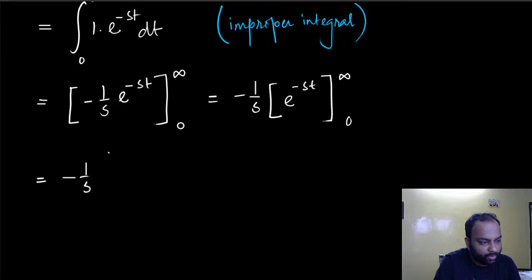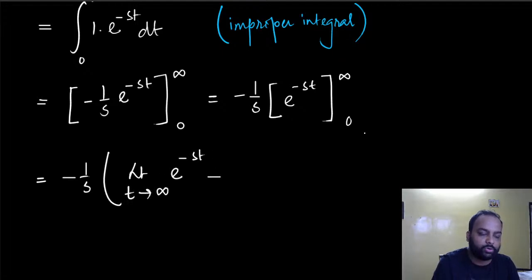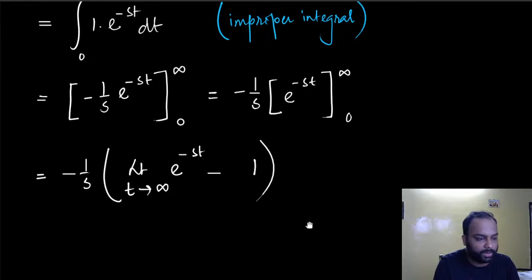So let's write 1 by s, and let's write t tending to infinity, and we have e to the power minus st, and minus, then if I put 0 here, that's 1. So that's not an issue, right? e to the power 0 would be 1.